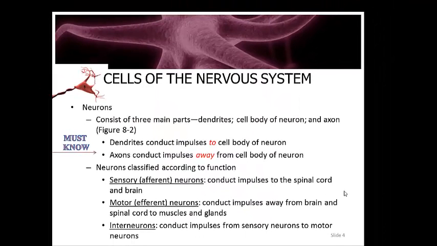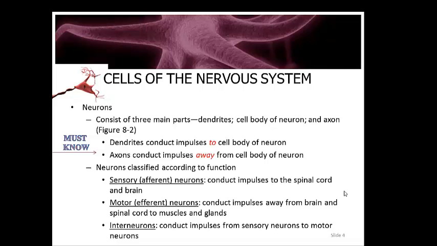The cell of the nervous system is called a neuron, and there's three main parts to the neuron: the dendrite, the cell body, and the axon. If you look in figure 8.2 in your textbook or your e-text, you can see these three parts. We can also see these three parts, for example, on this image here in the PowerPoint.